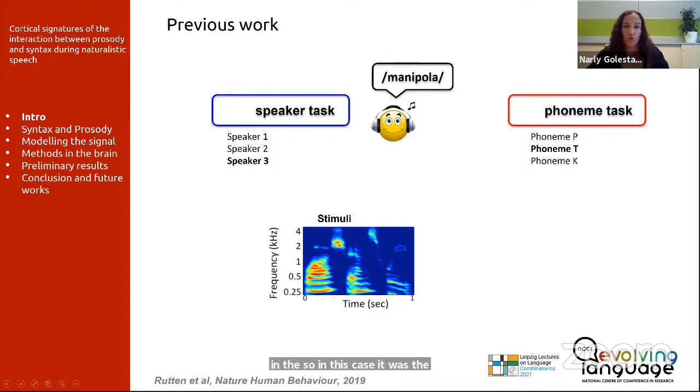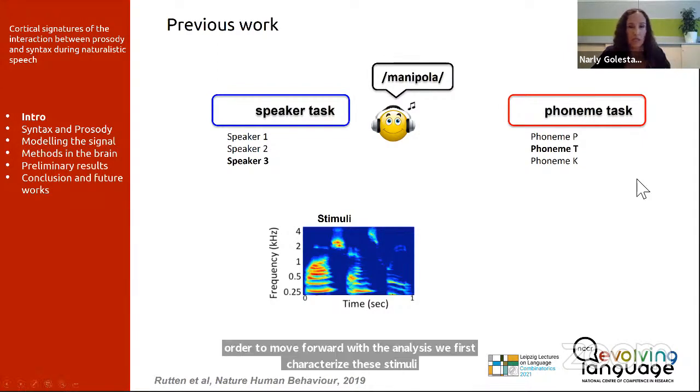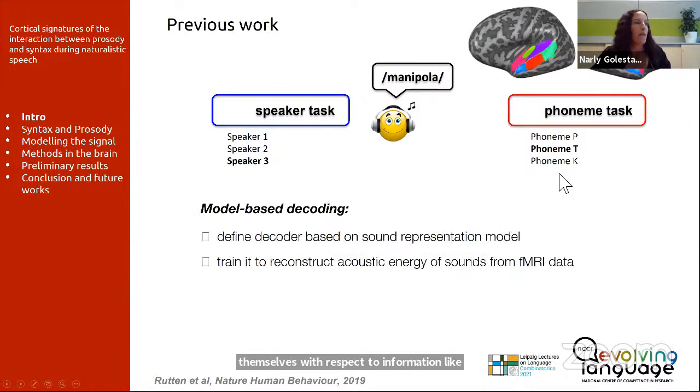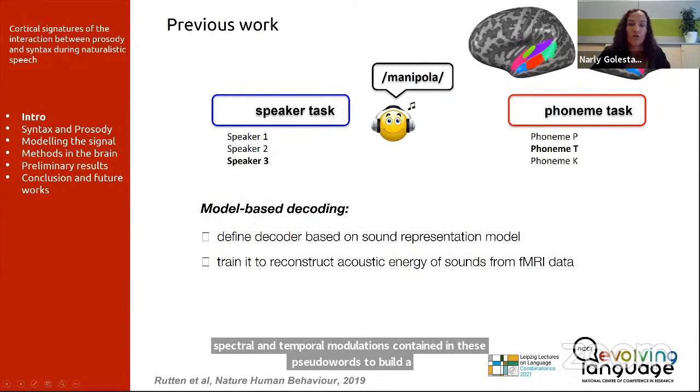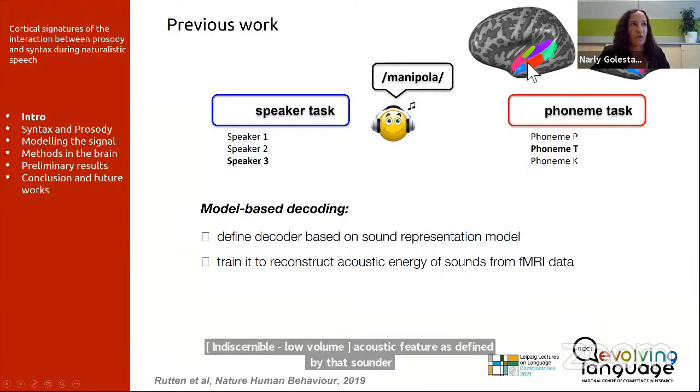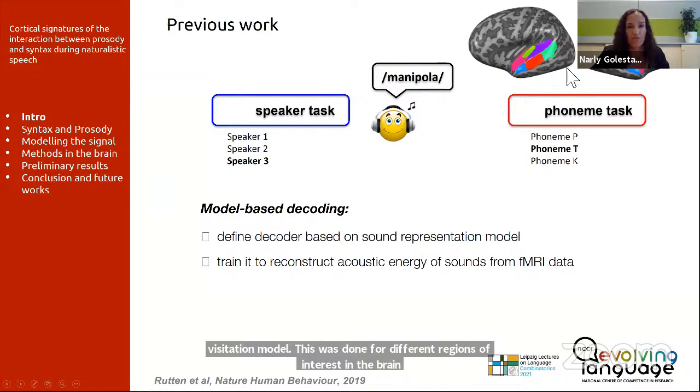And in order to move forward with the analysis, we first characterized the stimuli themselves with respect to information like spectral and temporal modulations contained in these pseudo words to build a sound representation model. And then we trained a multivoxel decoder to reconstruct the acoustic energy of every acoustic feature as defined by that sound representation model. And this was done for different regions of interest in the brain within the temporal cortices, so superior and middle temporal cortices, also including early regions like Heschel's gyrus.